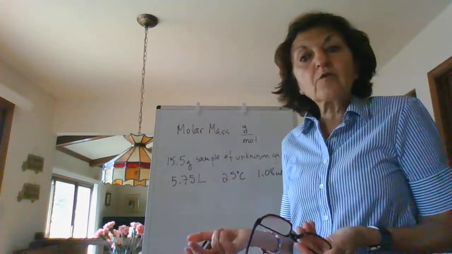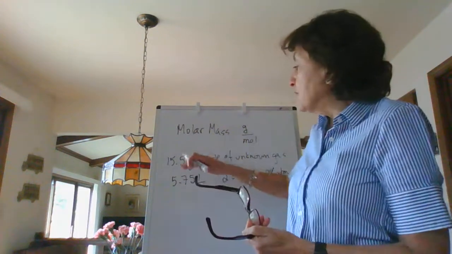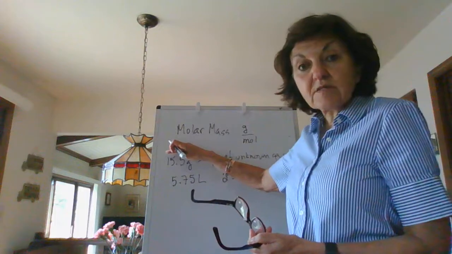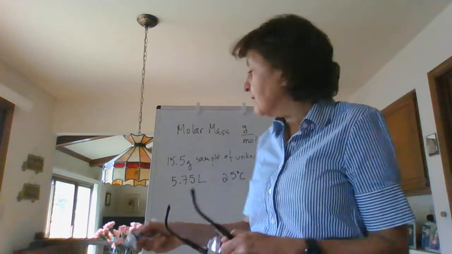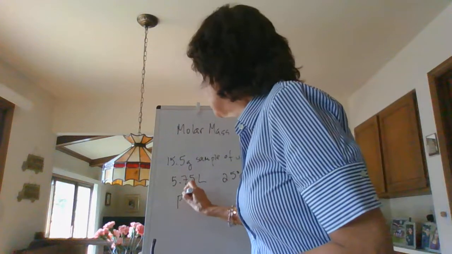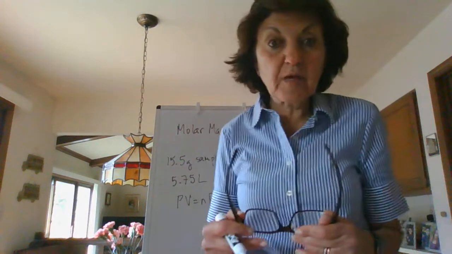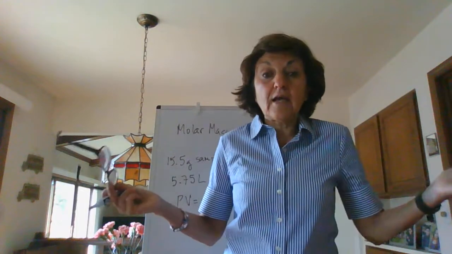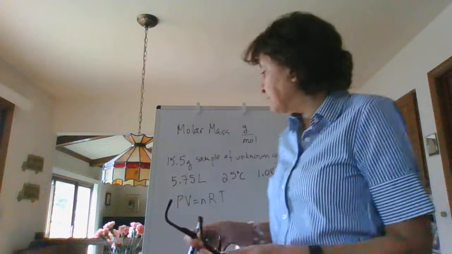How do you figure out molar mass? So the first thing you want to do is find moles. And like I said, once you've got moles, you take the grams that are given to you, grams divided by moles, that gives you your molar mass. All right, so PV equals nRT. Why are we using PV equals nRT? Because it's the only gas law that gives you moles right now, right?